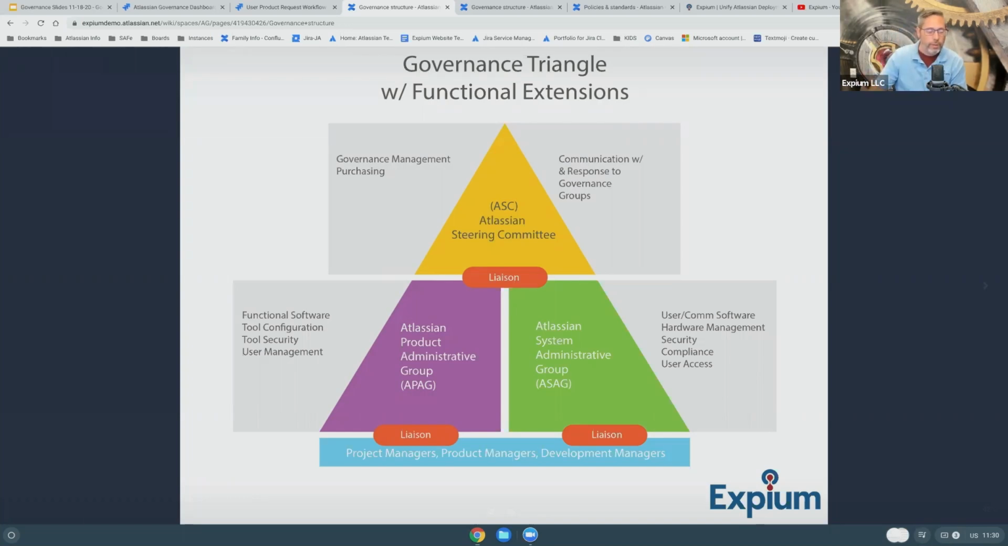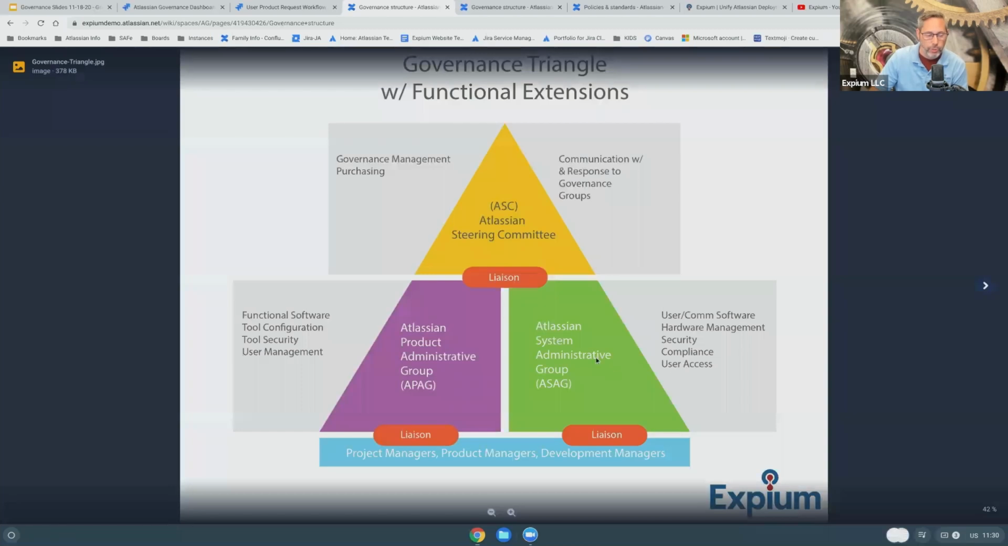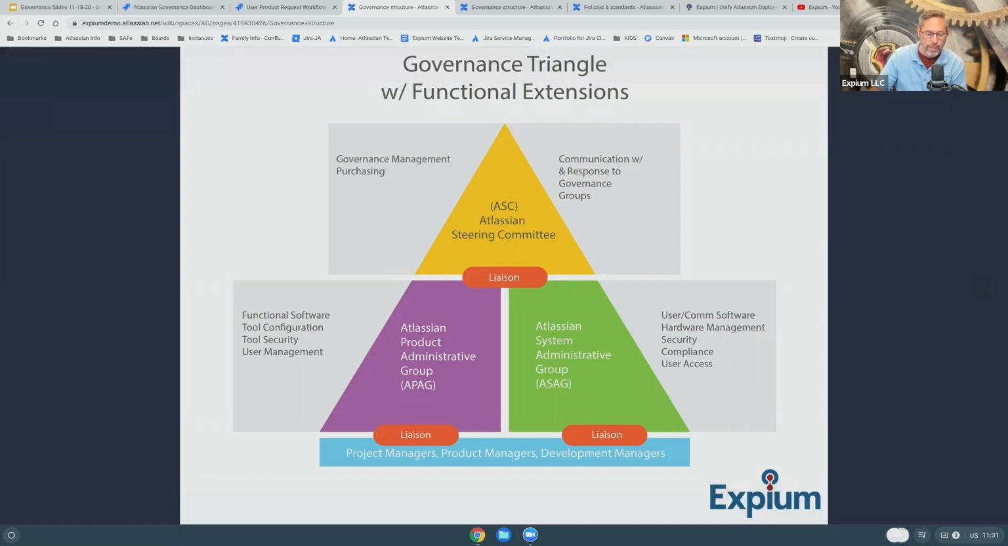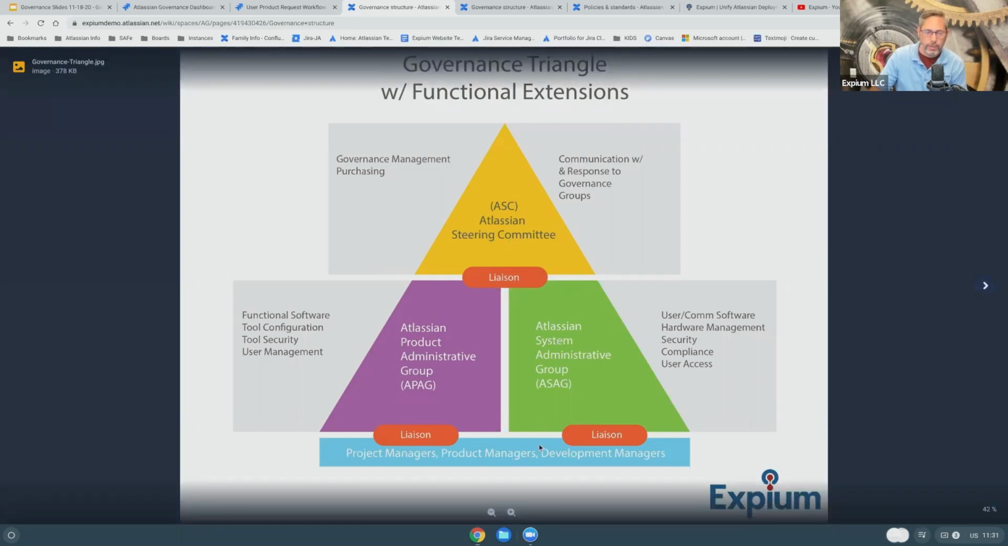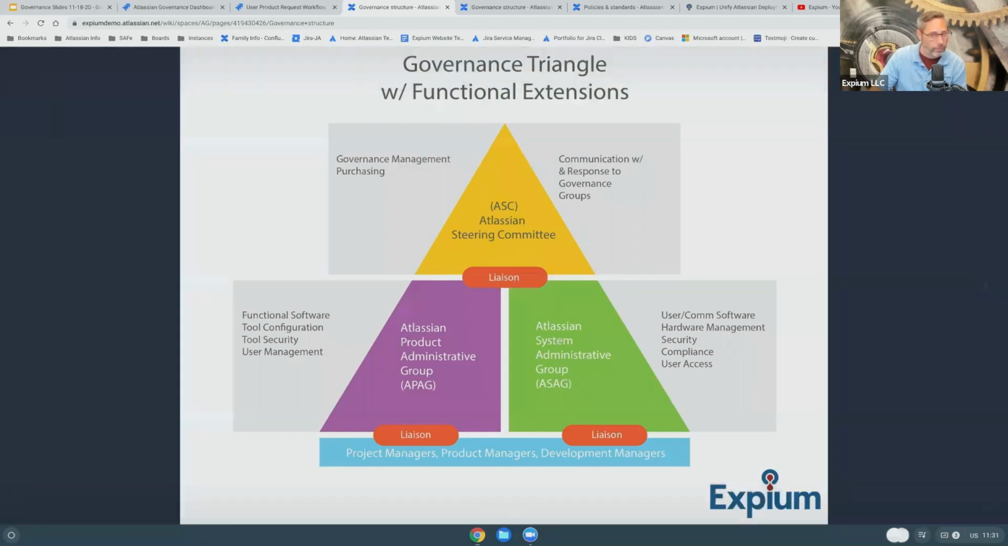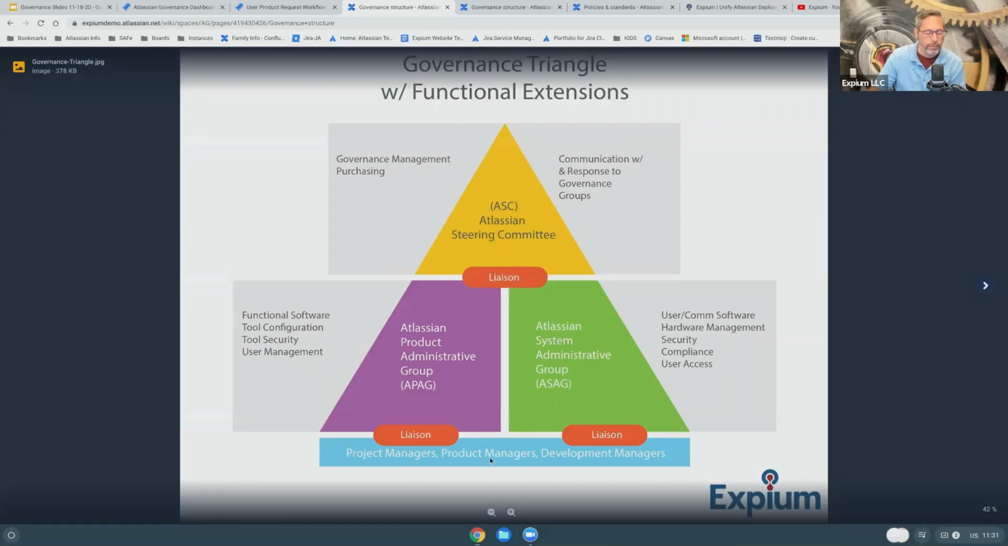Okay, so there's probably going to be one or two people from each one of these groups that are going to be liaisoning up to the Atlassian steering committee. Down at the bottom, we have a foundation of product managers, project managers, development managers, and maybe even users that are going to be feeding information and needs into this governing structure. And very likely, many people that are represented in this blue box are actually members of the governing bodies themselves.